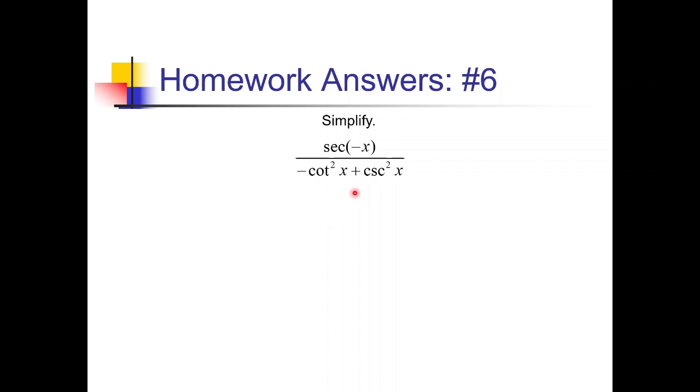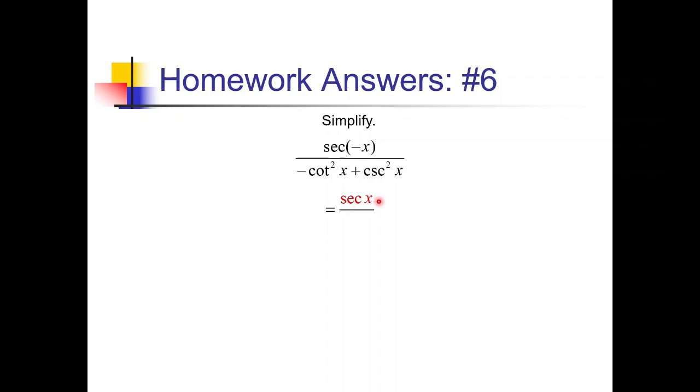Now one thing that we have to do first on this problem, since we have a negative angle, we're going to use our negative angle identity. There's 6 of them depending on your trig function. The relevant one here is that secant of negative x equals secant of x. And it's related to the cosine of negative x equaling just cosine of x. It's an even function.